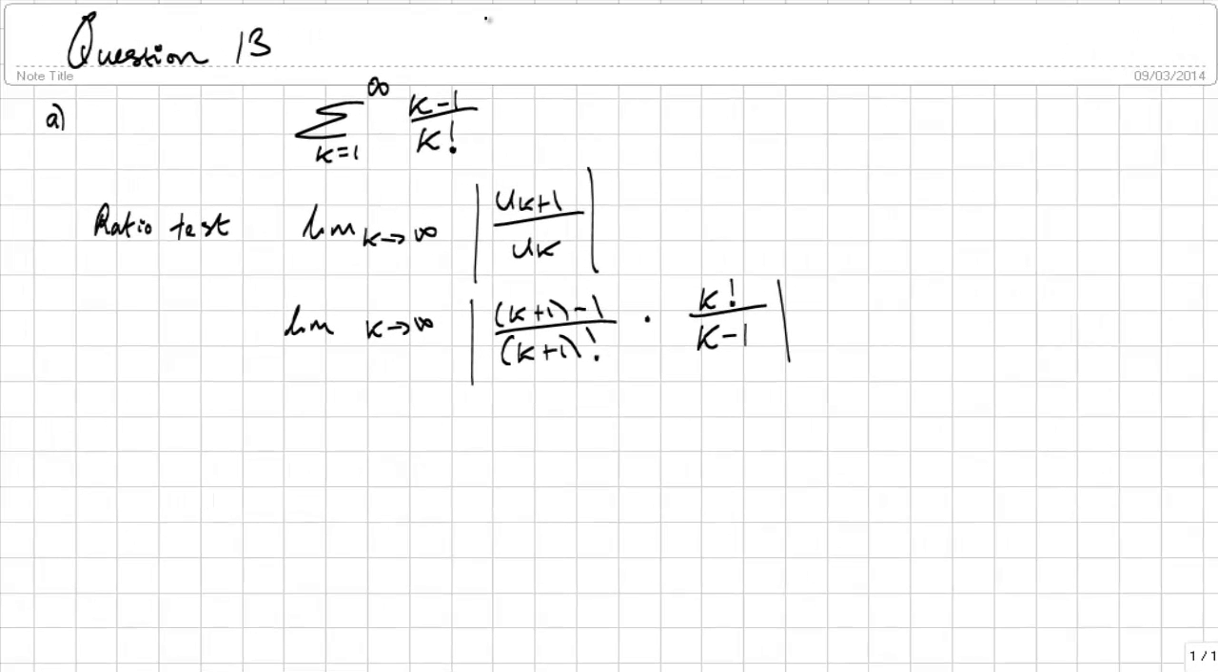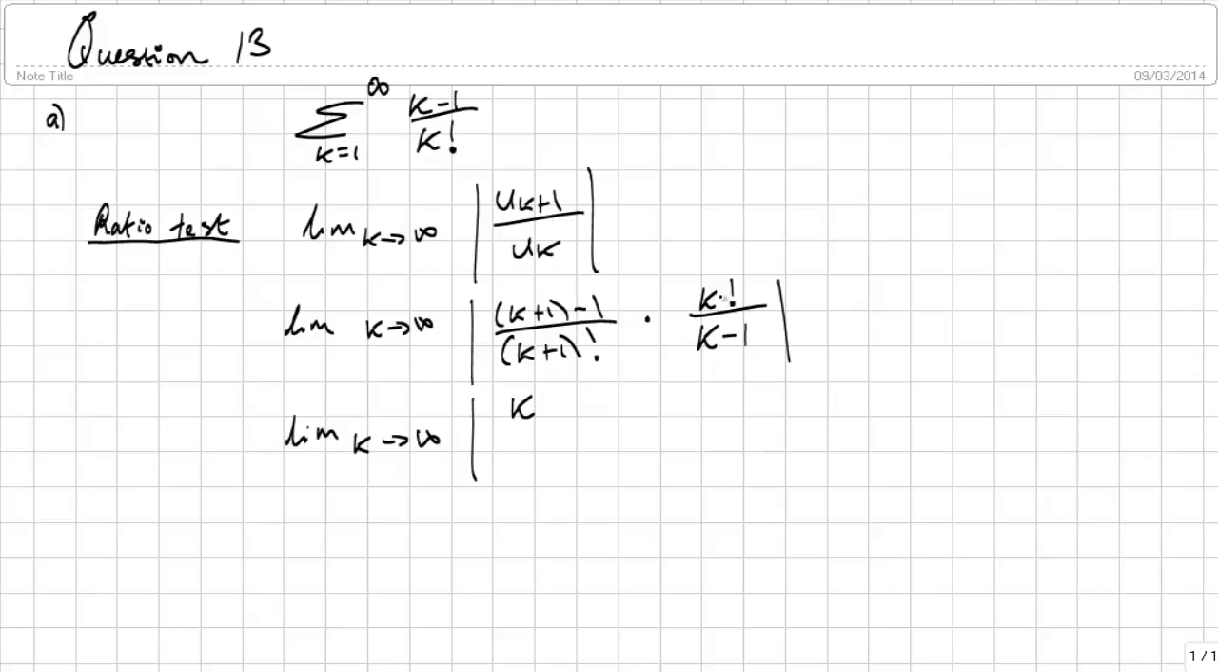For part A, we simply have to show that this series here is convergent. So I think we'll use the ratio test, and you'll see that I've just set this up ready to analyse. So if I continue with the simplification, let's see what happens. Here we're going to be left with k on the top.